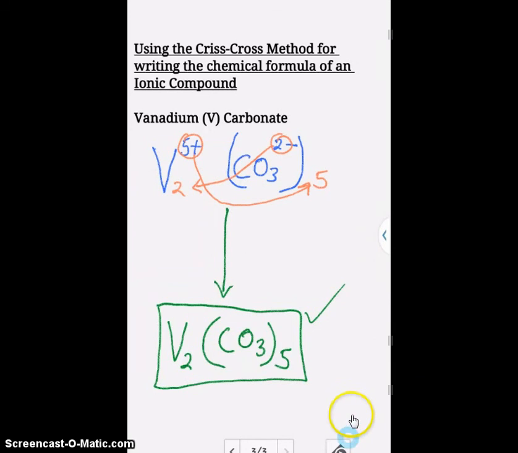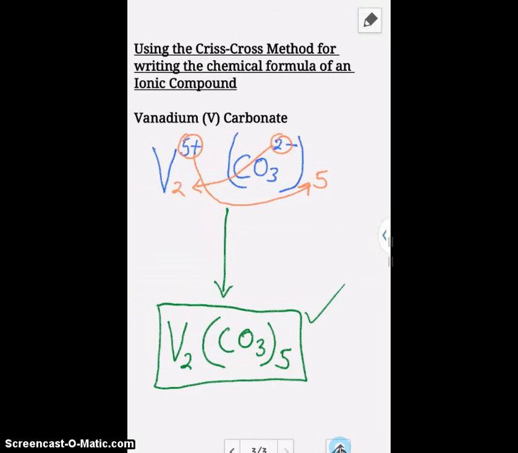I'm going to play it again. The reason why we need parentheses is because what would happen if we put the 5 next to the carbonate, so CO3, and we put the 5 right next to it? It's going to look like we put CO and then 35. It's going to look messy. Try it on your paper right now if you don't believe me. Okay? So one more time.